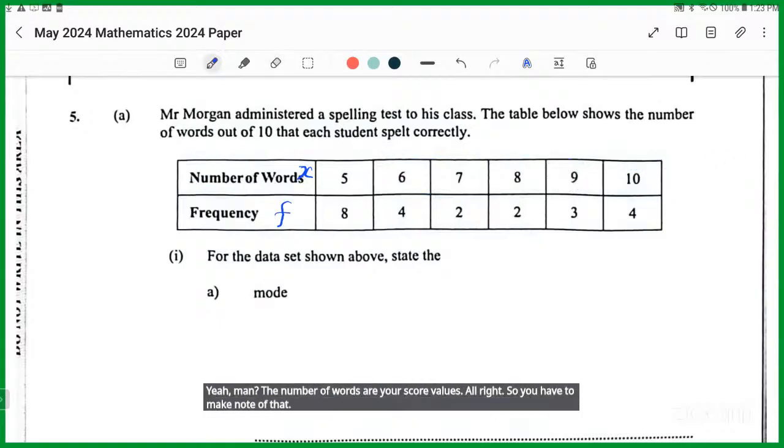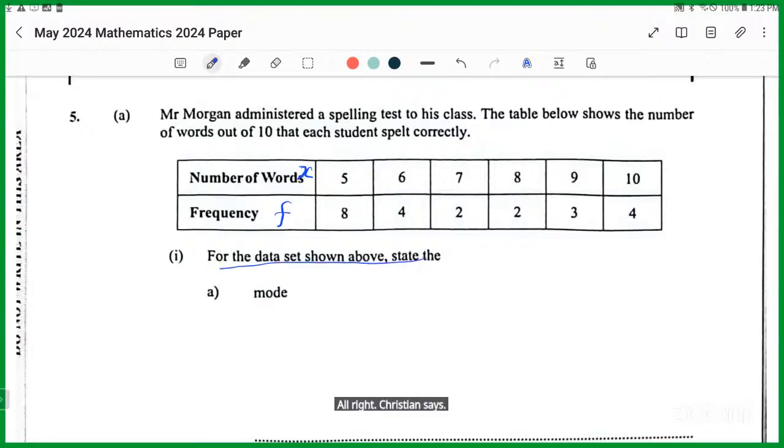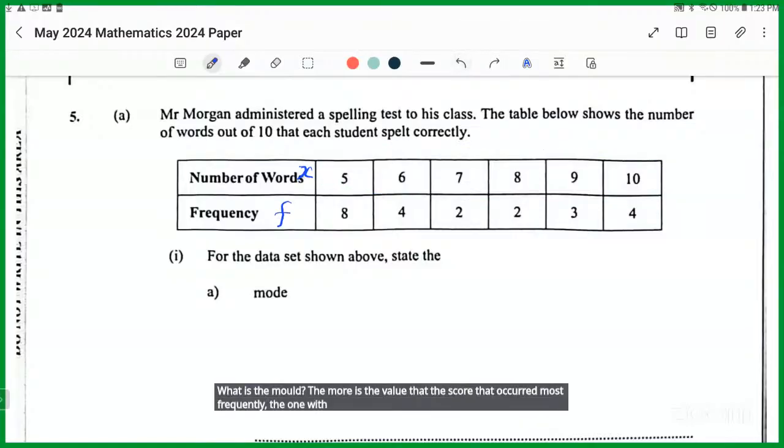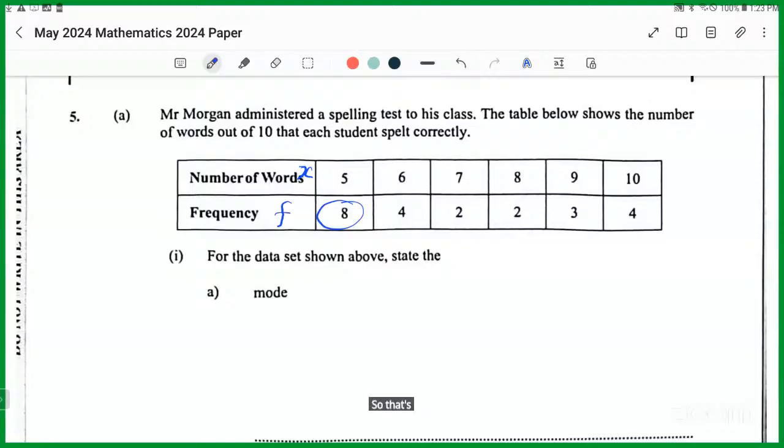All right. Question says, for the data shown in the table, what is the mode? The mode is the value, the score that occurred most frequently, the one with the highest frequency. See the highest frequency here? Don't write 8. The answer is not the frequency. The score that corresponds to the highest frequency is this 5. So the answer is 5.